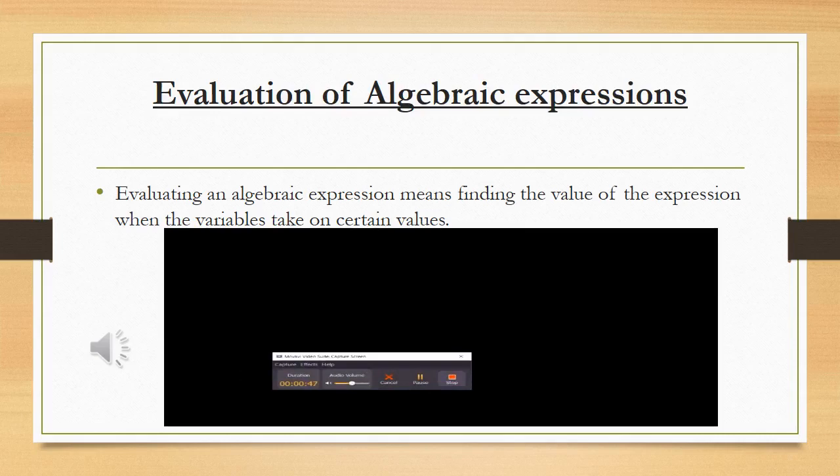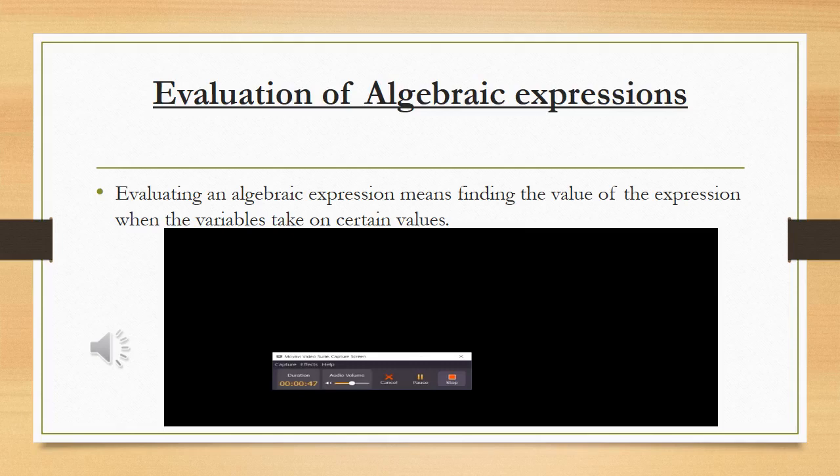So class, after explaining the definition and proper form of algebraic expression and equation, and the difference between expression and equation, now we are moving towards evaluation of algebraic expression. What is an algebraic expression? And how do we evaluate it? Evaluating an algebraic expression means finding out the value of the expression when the variable takes on certain values.